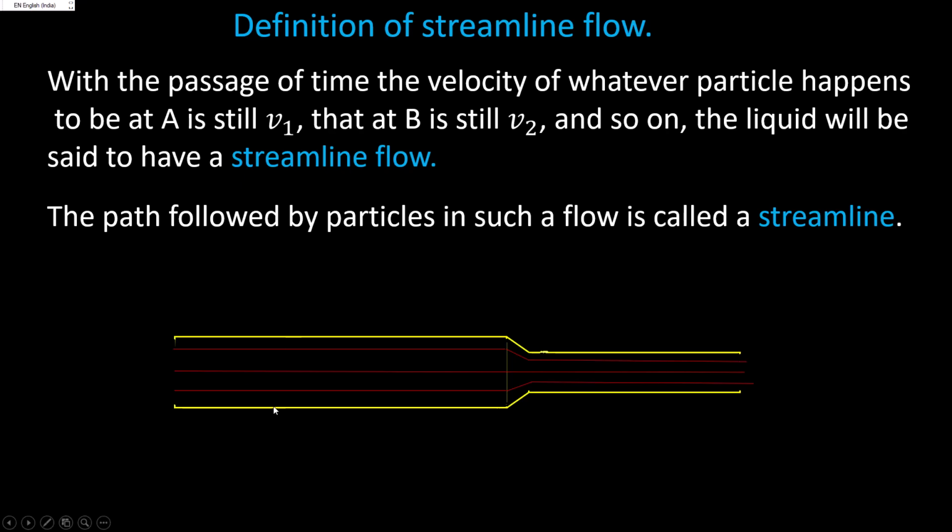Now, this pipe has a changing aperture. The cross section here is greater and here is lower, and the streamline flow continues. We find the separation between the streamlines here is greater and here is narrower. As the streamlines come closer together, the pressure increases and the velocity of the flow also increases.